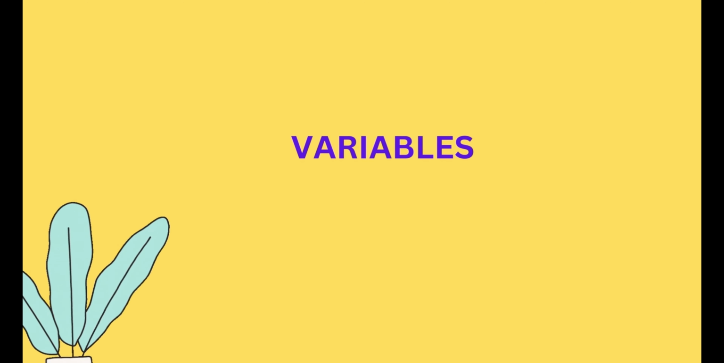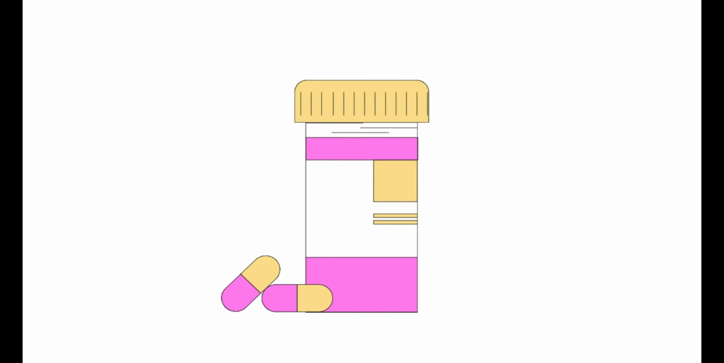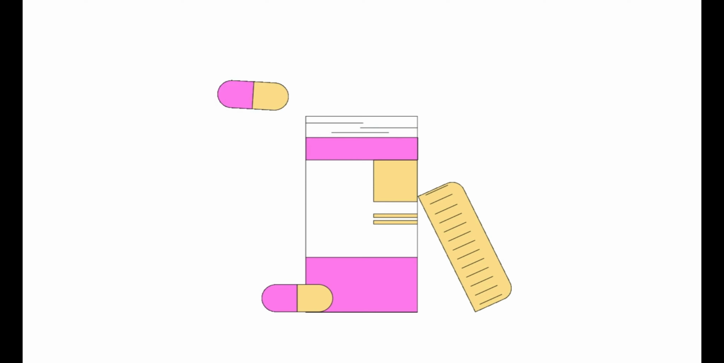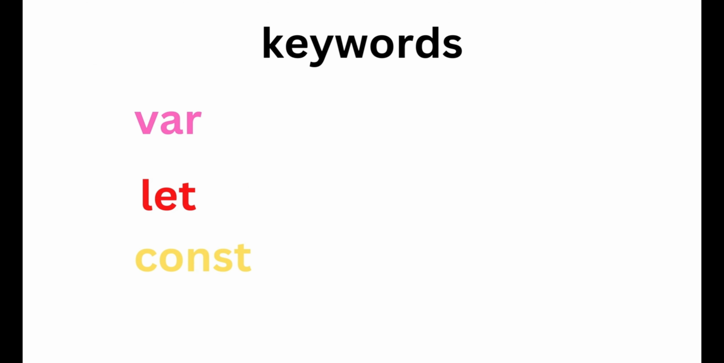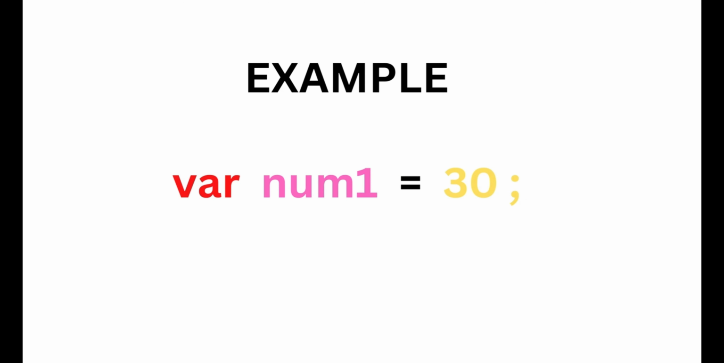Variables in JavaScript work as a container where you can store your values for later use. There are a total of three kinds of keywords that are used for declaring a variable. These are var, let, and const. Here's an example. Use any one of the three keywords.